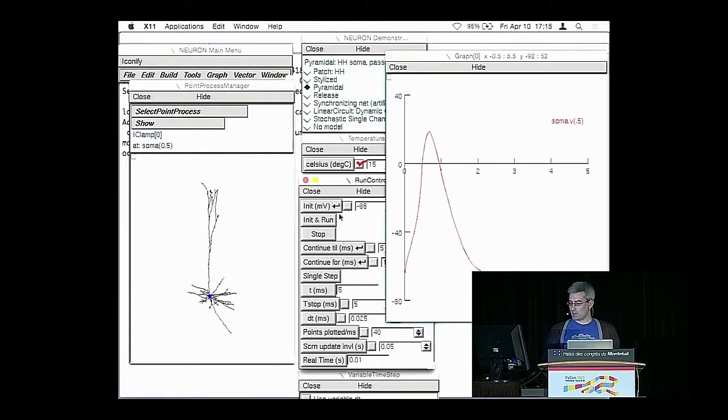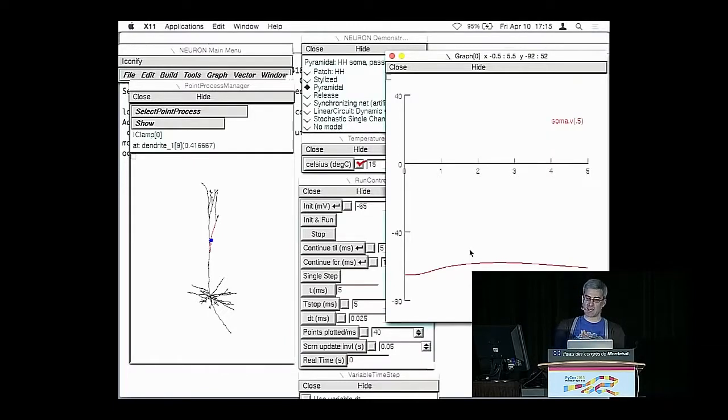So if we move this current clamp to another part of the dendritic tree, we run it again, we no longer get a spike. So some current is still being injected, but it doesn't spike. Spikes are the single way that neurons communicate, at least in this oversimplified picture. When a cell spikes, that spike travels down the axon and communicates a little bit of information to the downstream neurons.